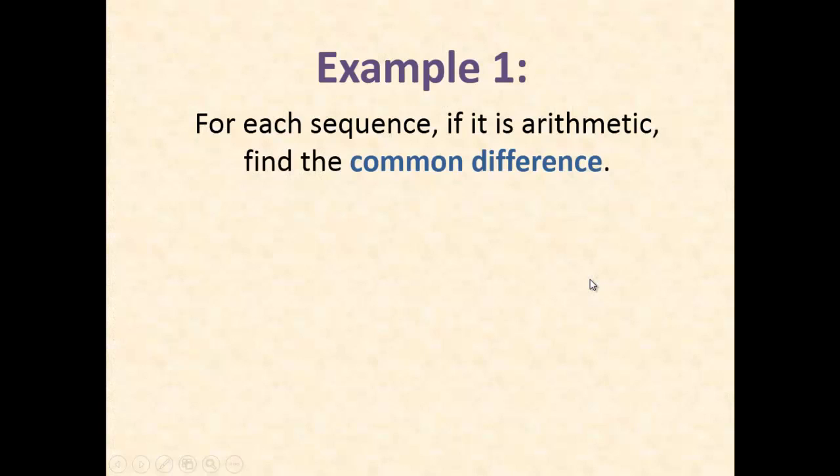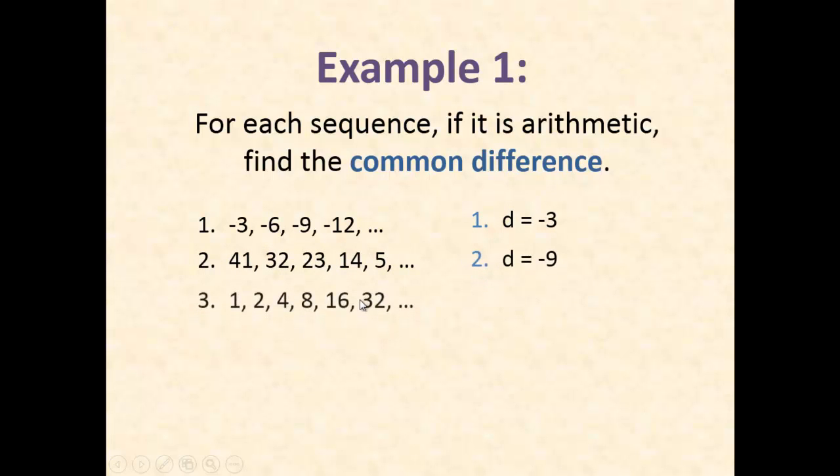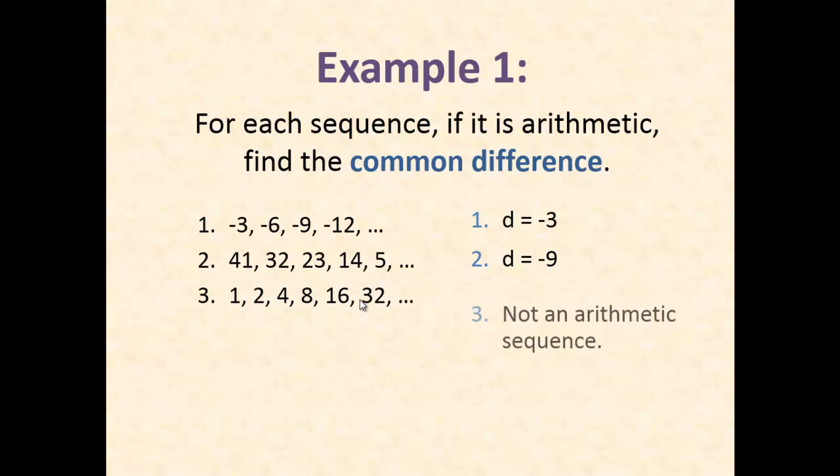Examples. For each sequence, if it is arithmetic, find the common difference. For number 1, the common difference is negative 3. Number 2, the common difference is negative 9. Number 3, it has no common difference, so it is not an arithmetic sequence.